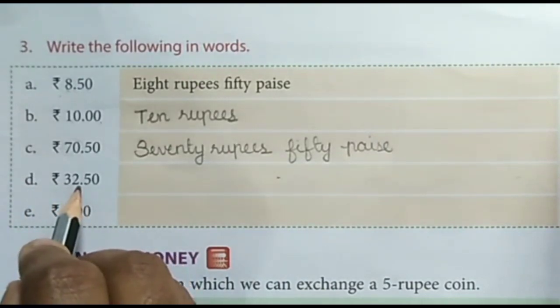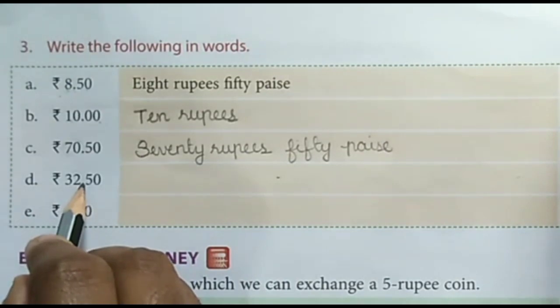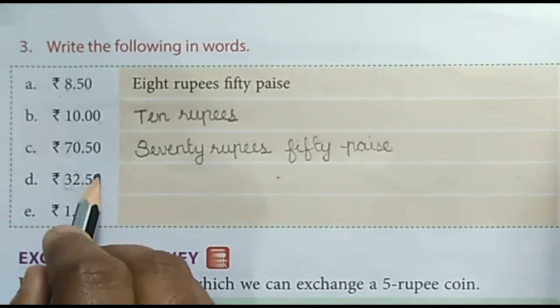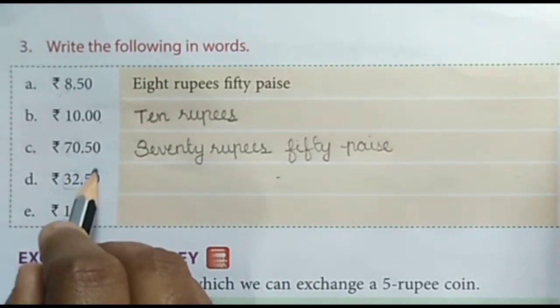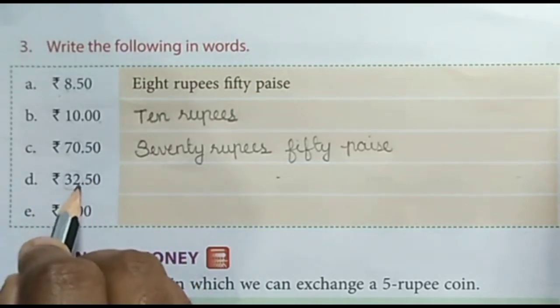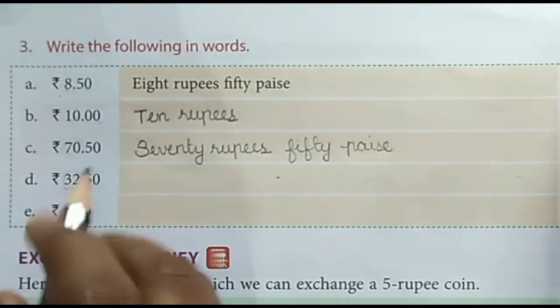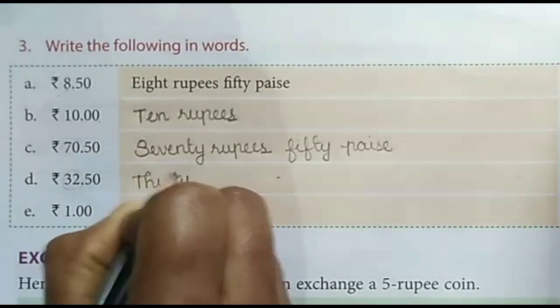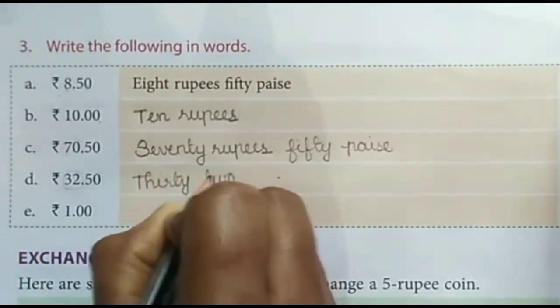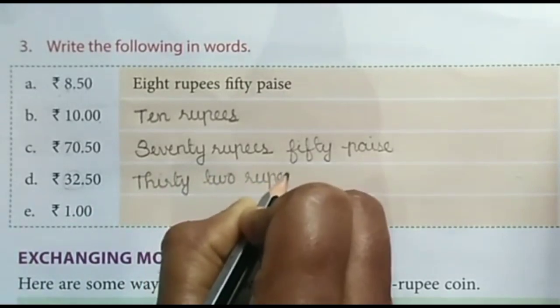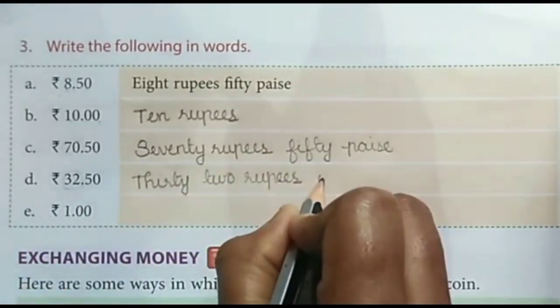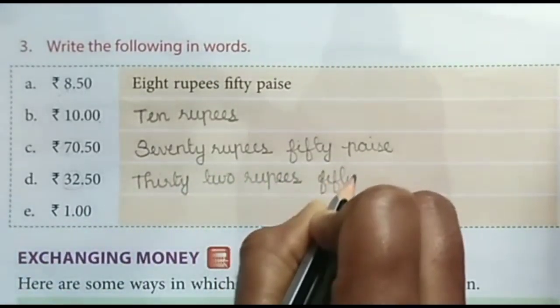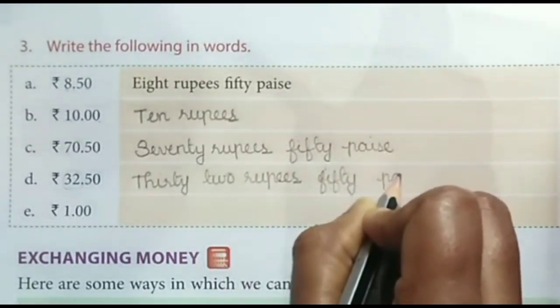32.50. Here we can see on the left side of the dot the number is 32 and on the right side of the dot the number is 50. So we can write it as 32 rupees 50 paise. Right? 32 rupees, then FIFTY, 50 paise.